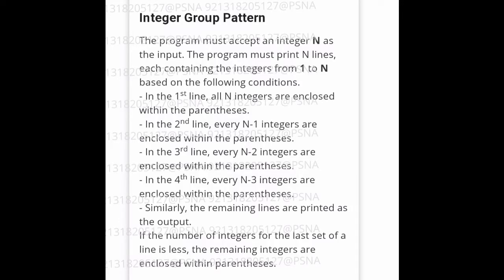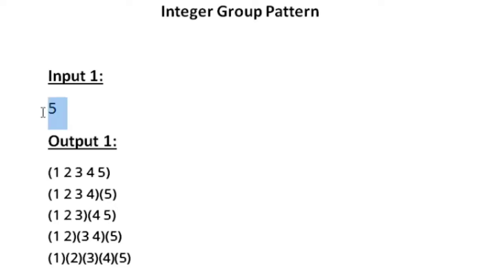This is the question asked in today's SkillTrack daily challenge. So we are given an integer n as input and we have to form a pattern like this. So here we are given 5 as input and our output pattern contains 5 lines, and in every line we are printing the integers from 1 to 5. So in every line totally there are 5 integers and totally there are 5 lines.